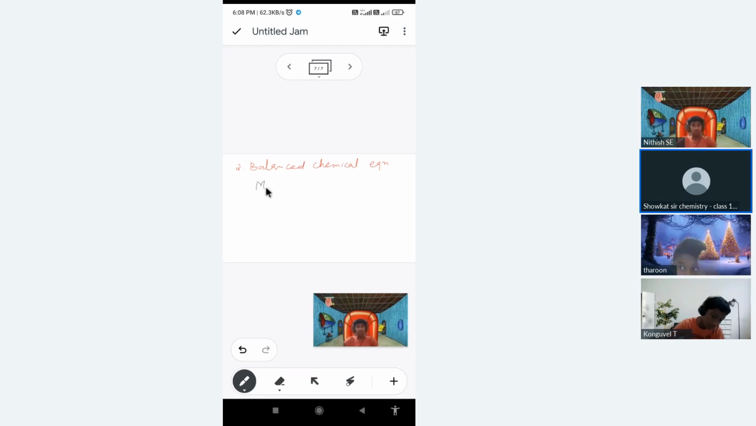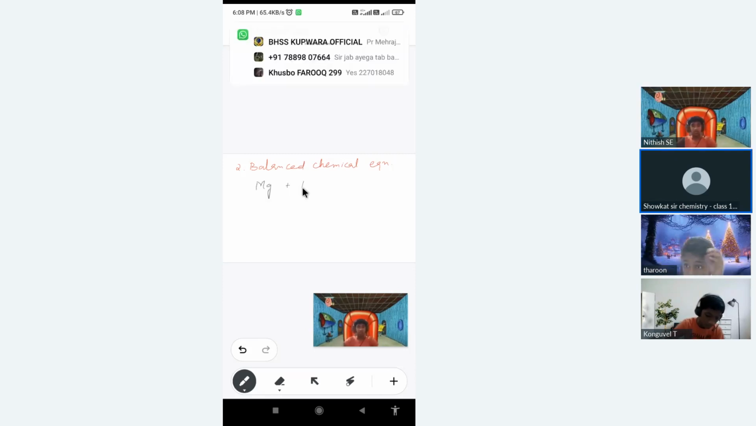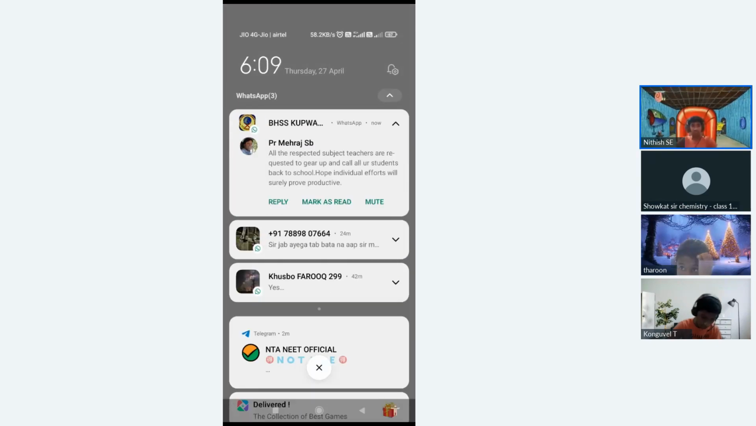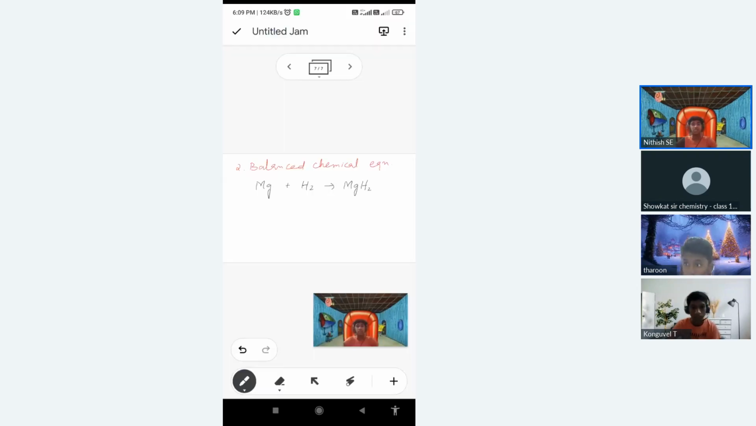If I am writing like this, I am having magnesium reacting with hydrogen, and it forms magnesium hydride, that is MgH2. Oh, okay. How is it hydroxide? There is only hydrogen, sir. Yeah, it is not oxygen, it is hydrogen. It is magnesium hydride. So it's already balanced. Yeah, exactly. That is why I have written that it is a balanced chemical equation, as an example.